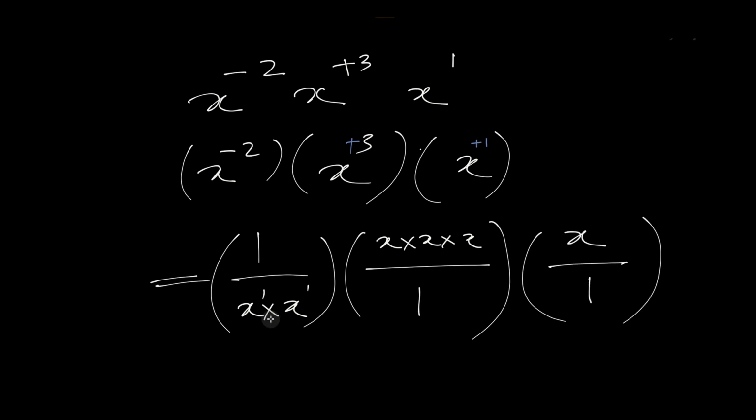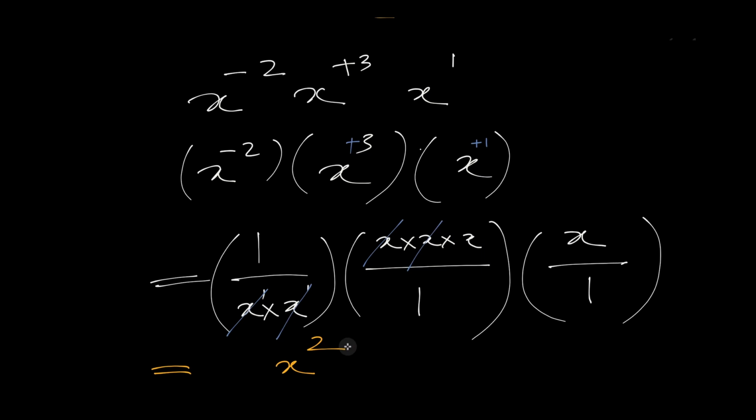Now try to cancel all these x variables. This 1 x gone, 1 x gone, this 1 x gone, 1 x gone. Now how many x are remaining? It is just 1 and 2. So the answer should be x to the power of 2.